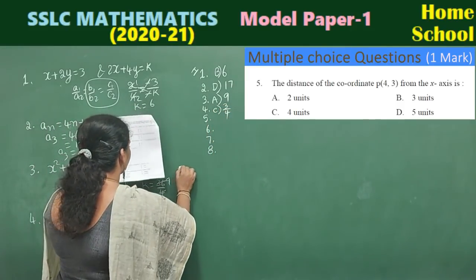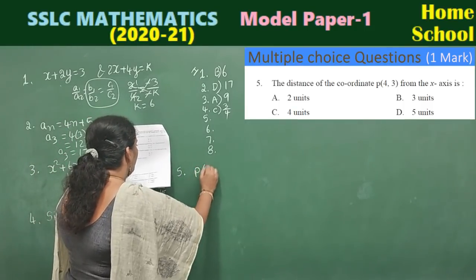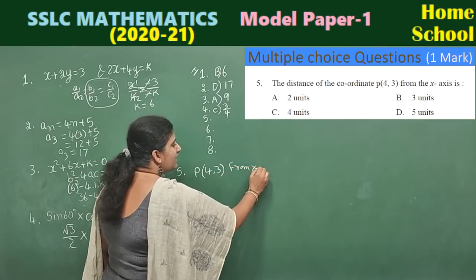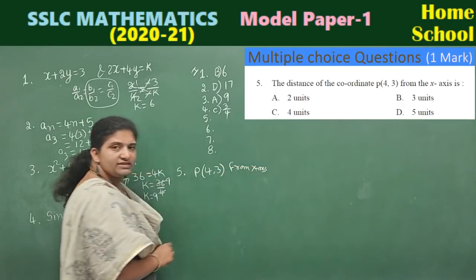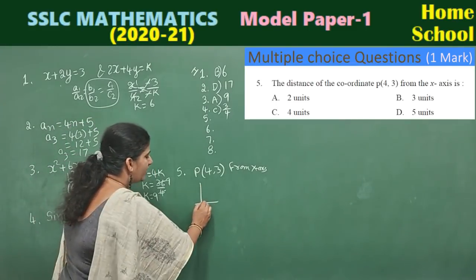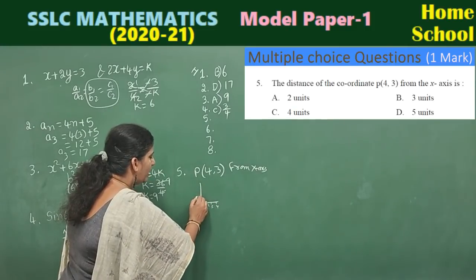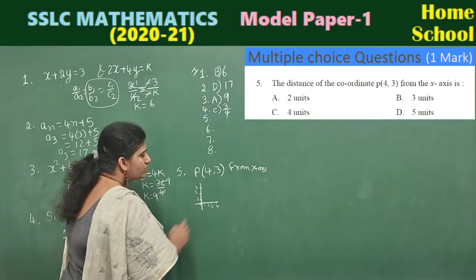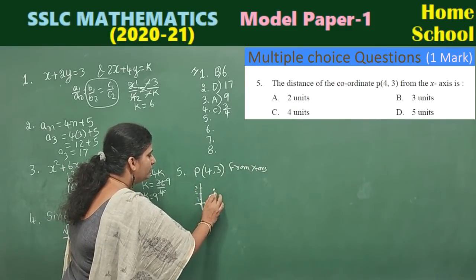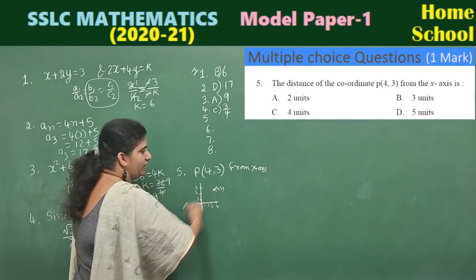Fifth one, the distance of the coordinate P(4, 3) from x-axis. From x-axis means, let me see the graph. Okay, somewhere here 0, 1, 2, 3, 4 and y 1, 2, 3. So this coordinate, let me plot and this will be here. Okay. This is the coordinate 4, 3.